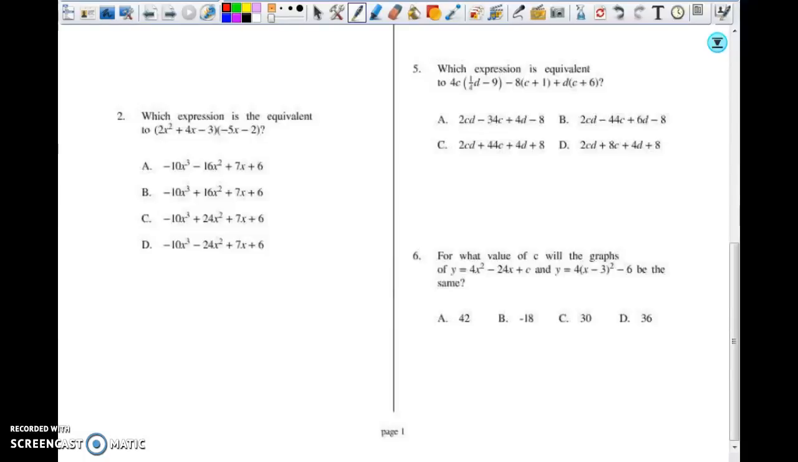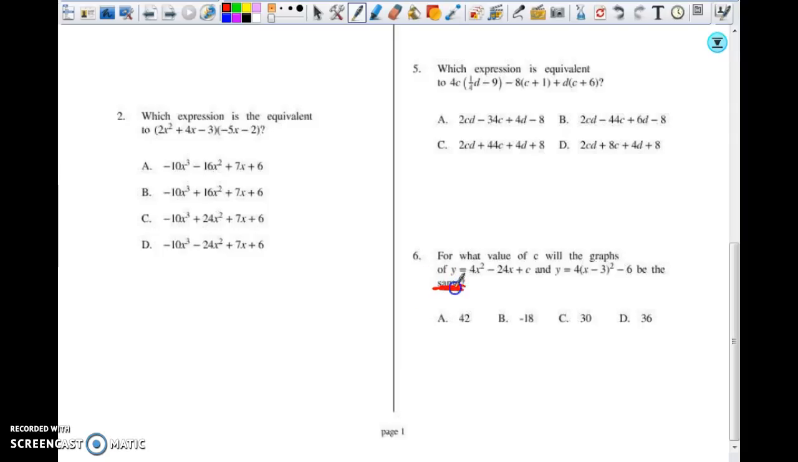Okay, for number 6, it's still the same. Well, it's a little different. Okay, so for number 6, for what value of c will the graphs of y equals 4x squared minus 24x plus c and y equals 4(x minus 3) squared minus 6 be the same?